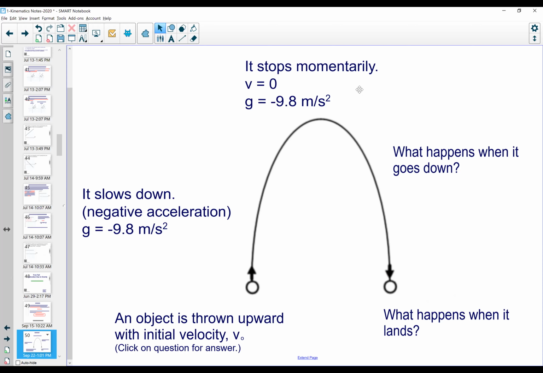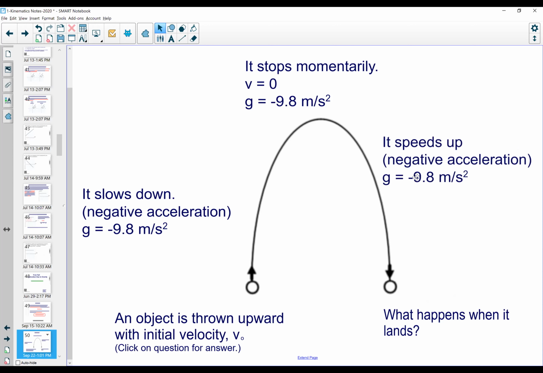And then what's going to happen as it falls back down? It's going to speed up. In this case now, the acceleration is negative, pulling down to the center of the Earth, and the velocity is also negative because it's moving downward. Since they're in the same direction, it's going to cause an increase in the speed in the downward direction.